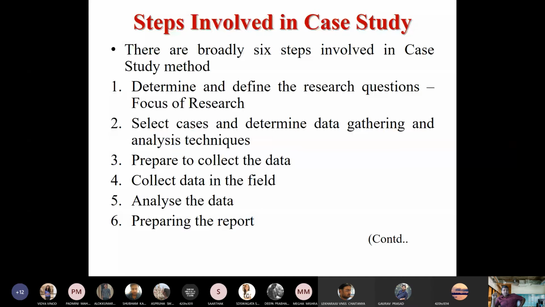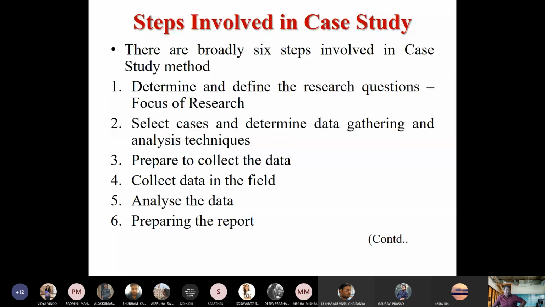Then prepare to collect the data. So the third stage, I have to be very much prepared to collect the information, and then go to the field and collect the data. I first have to prepare how to collect the data. Once my preparation, questionnaire, checklist, everything is over, then I can go to the field, interact with the cases and collect the information.